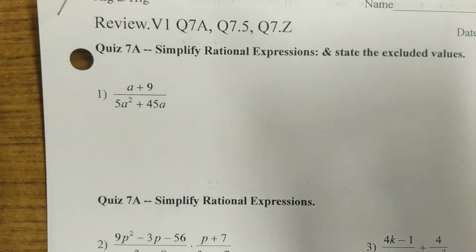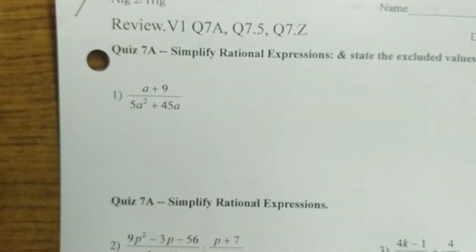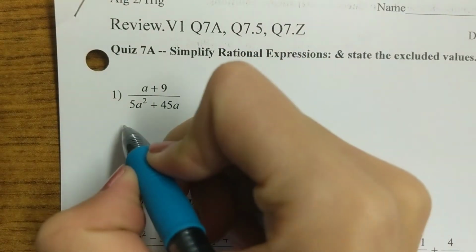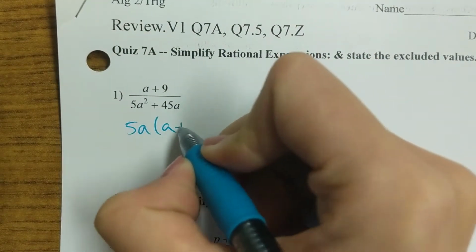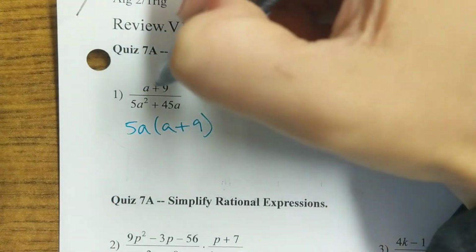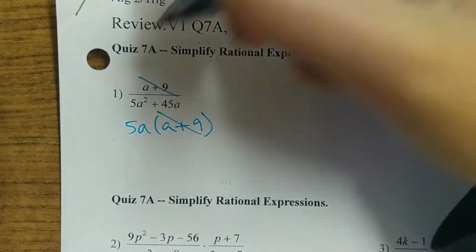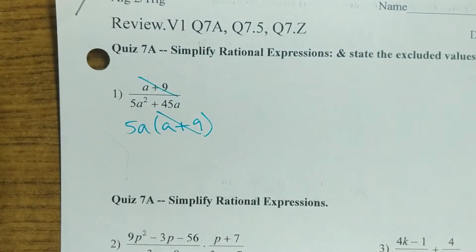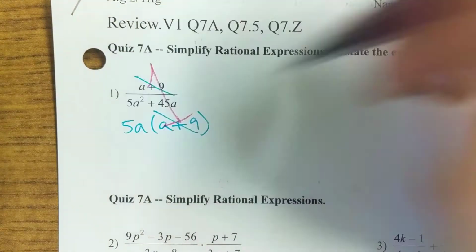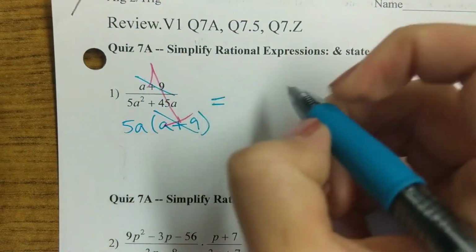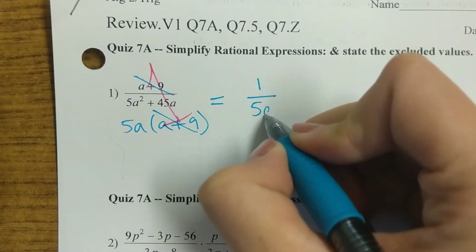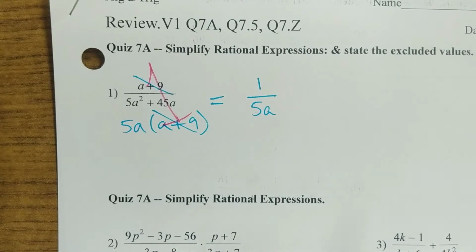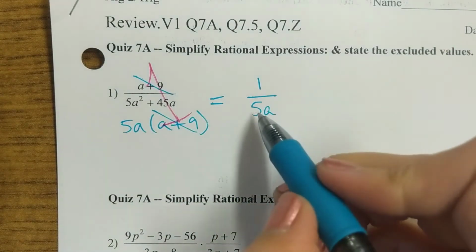Simplify rational expressions. We're going to factor, factor, factor, anything that we can factor. The GCF is 5a. 5a times a is 5a squared, plus 9. a plus 9 over a plus 9 is a special form of the number 1. So what's in the numerator? Just 1. What's in the denominator? 5a. Excluded values are anything that makes the original factored denominator equal to 0.